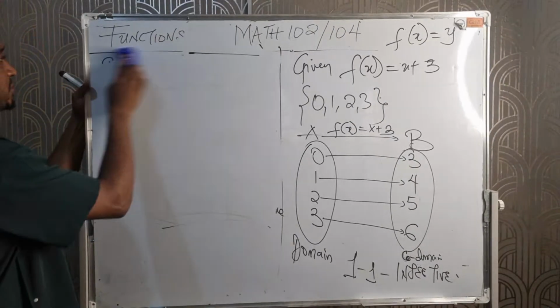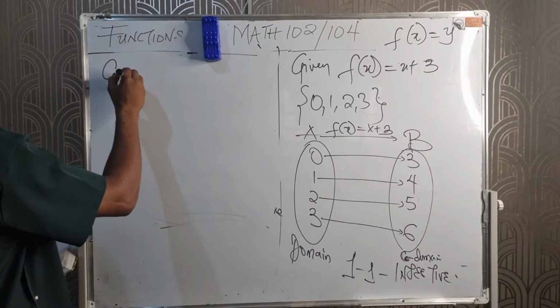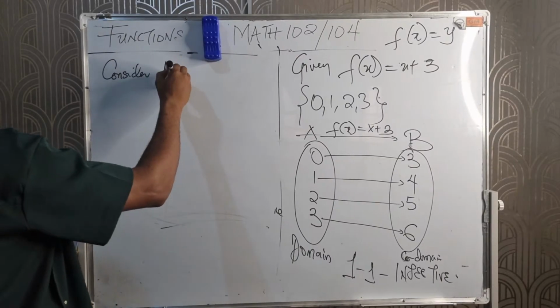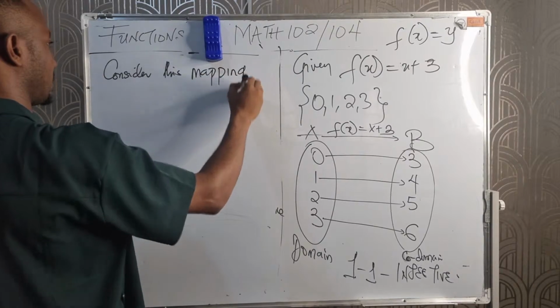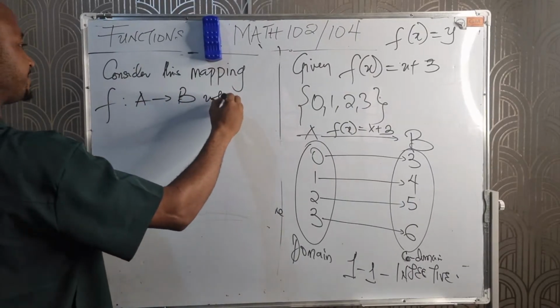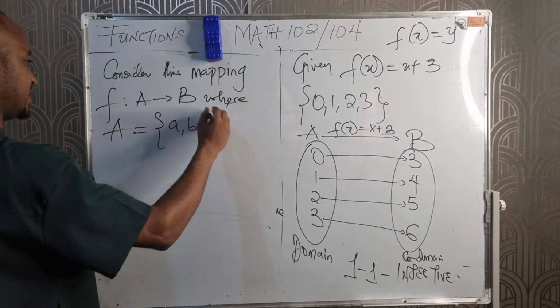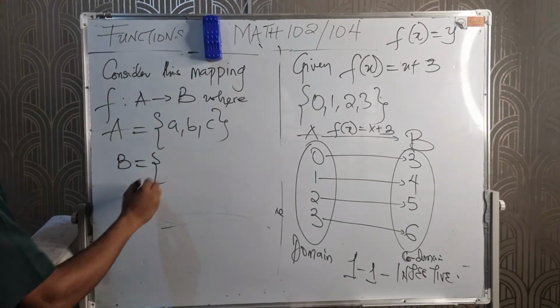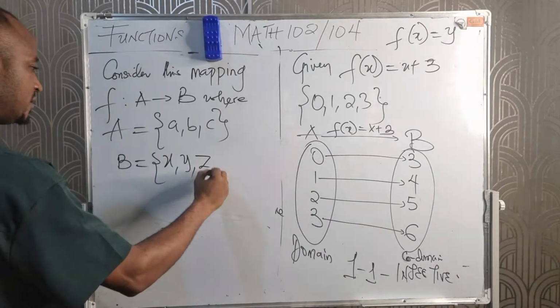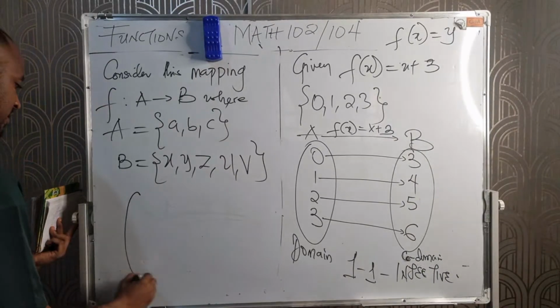Now let's solve one or two problems from past questions. Then we proceed from there. We are asked to consider this mapping. F is such that A is mapped to B, where A is given as a, b, c, and B is given as x, y, z, u, and v. And we are given a diagram.